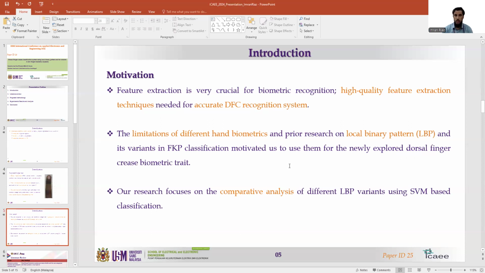That's why we consider the dorsal finger creases and the local binary pattern, which have already been used in finger knuckle print classification systems and have performed very well in feature extraction and classification. They inspired us to use this feature extractor for this new biometric modality. Finally, there will be a comparative analysis of different biometric modalities using different local binary pattern variants with the support vector machine classifier.